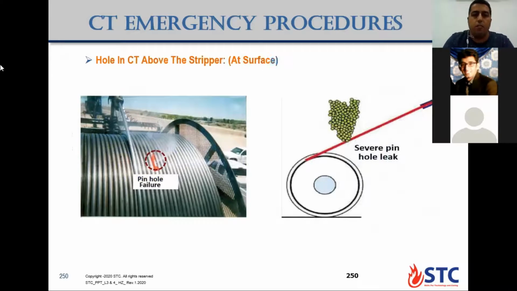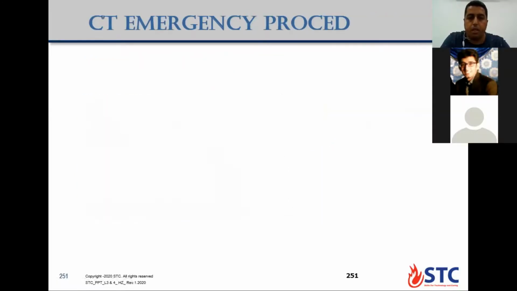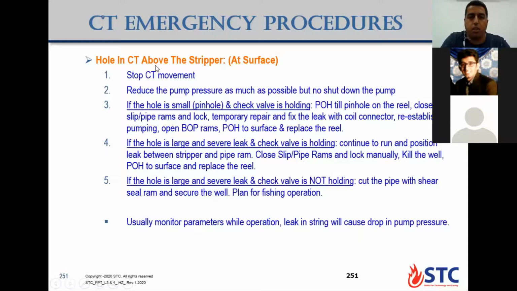Another situation: you have a hole in the coil tubing, a pinhole above the stripper assembly, so at the surface. For example, at that area at the reel or between the reel and the gooseneck. What is the procedure? Hole in coil tubing above the stripper at the surface. You will stop coil tubing movement. Second, you reduce pump pressure or pump rate as much as possible, but do not shut down the pump, to keep some pressure inside the well.